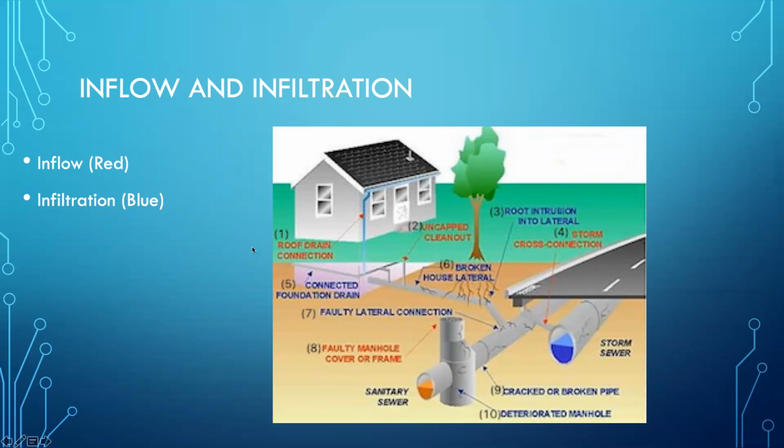So we have a roof drain, direct connection, so that's inflow. Uncapped clean out, direct connection, so that's inflow. A stormwater cross connection, which is a direct connection, that's inflow. And so these are holdovers from the old combined sewer system days.